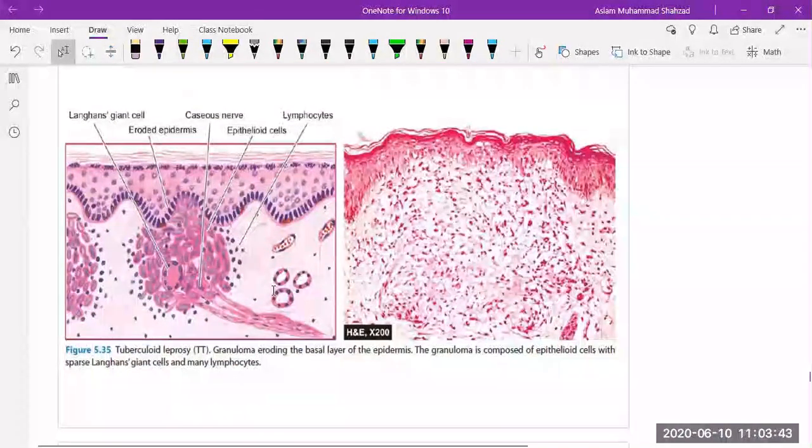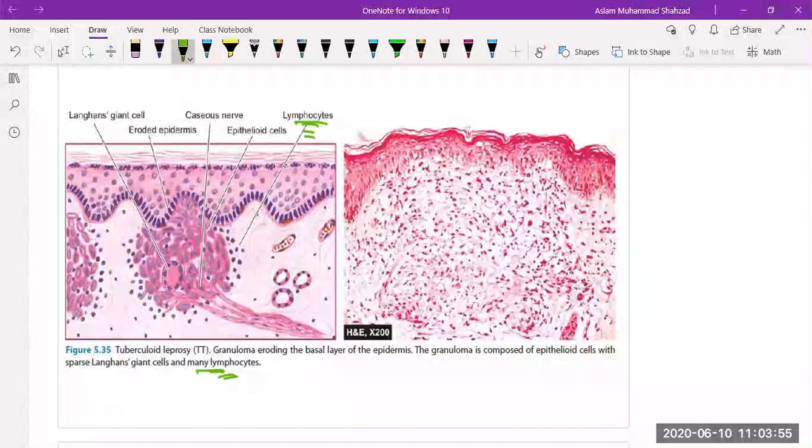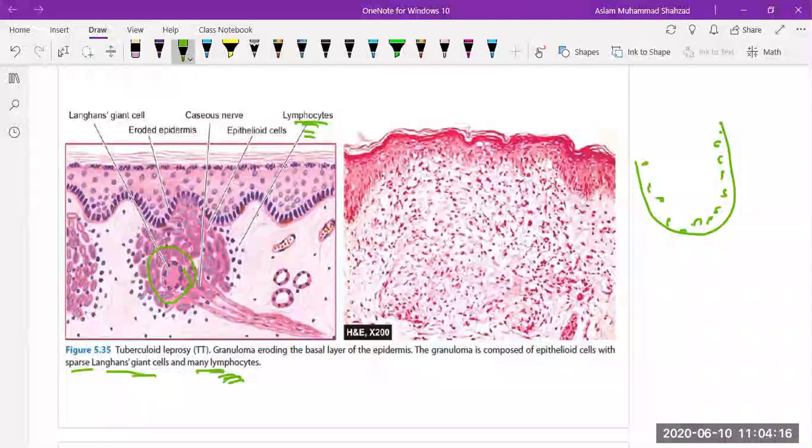This is a picture of tuberculoid leprosy. The main thing we find is that a large number of lymphocytes will be formed. Then we have Langhans giant cells, which form horseshoe structures where the macrophages combine. If you see structures like this, they make a horseshoe-shaped structure. These are the main key characteristics observed in this case.